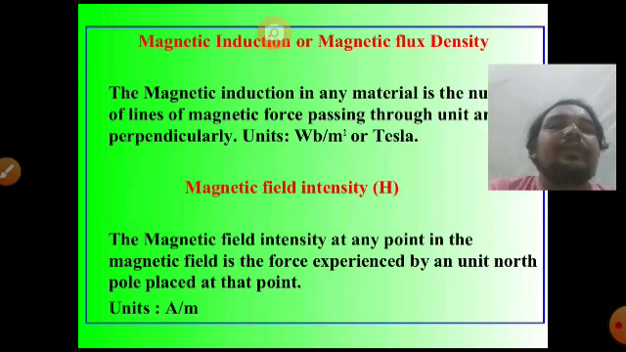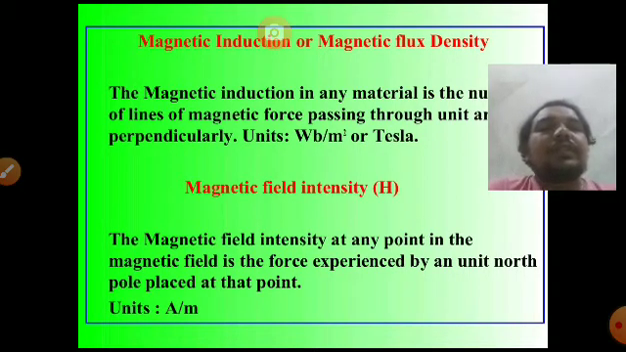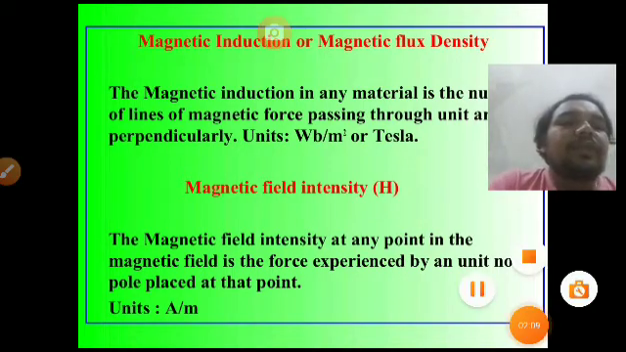Next, magnetic field intensity, denoted by the symbol H. The magnetic field intensity at any point in the magnetic field is the force experienced by a unit north pole placed at that point. Its units are ampere per meter.